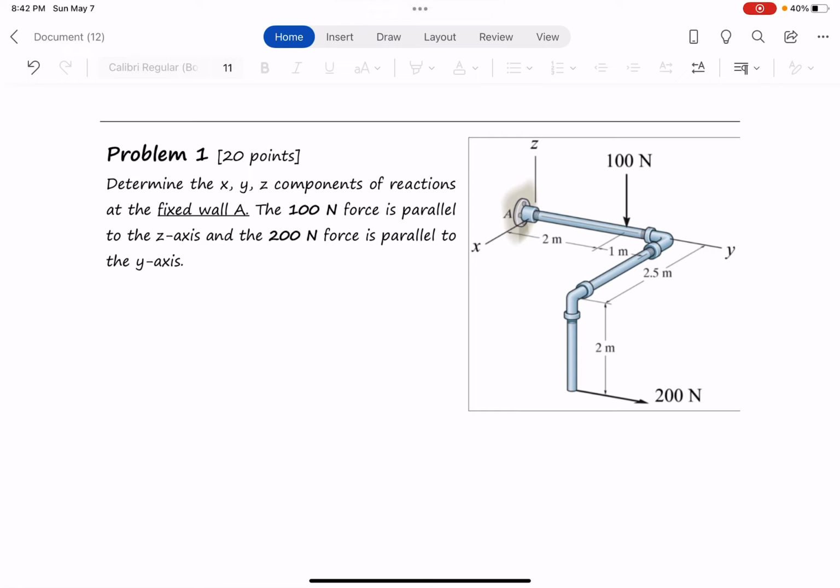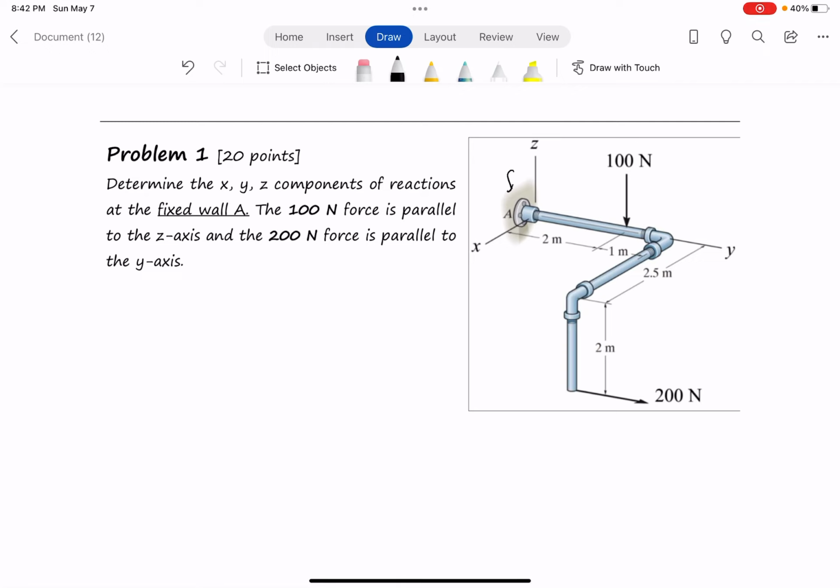Determine the XYZ component of the reaction. This reaction is a fixed wall. Remember a fixed wall? It's a reaction in the AX, AY, AZ, and also there is a moment X, moment Y, and moment Z. Fixed support, reaction, and moment. There's 100 Newton going in the negative Z, and there's 200 Newton going in the positive J.